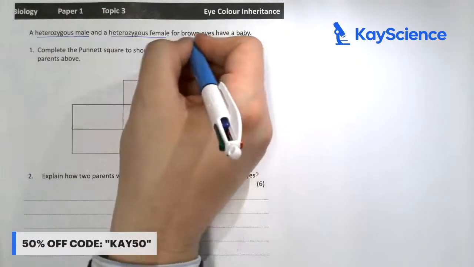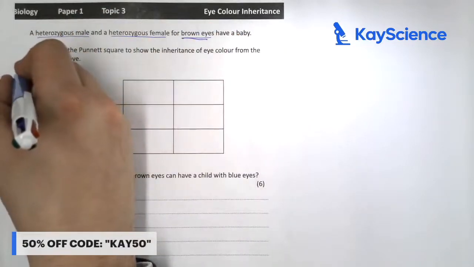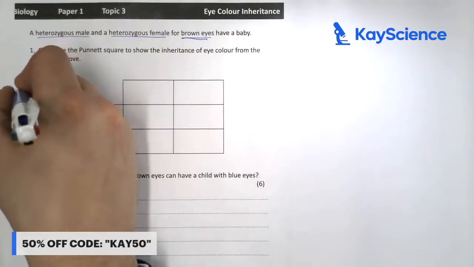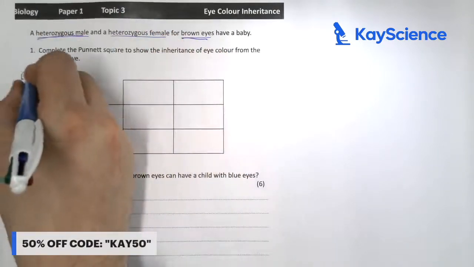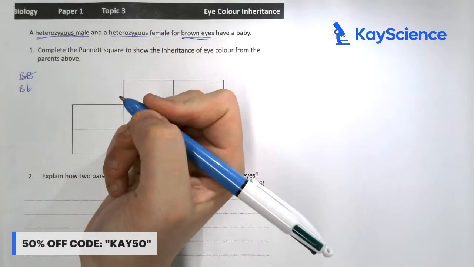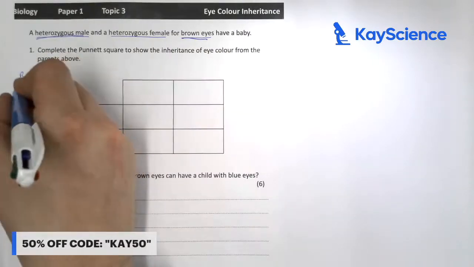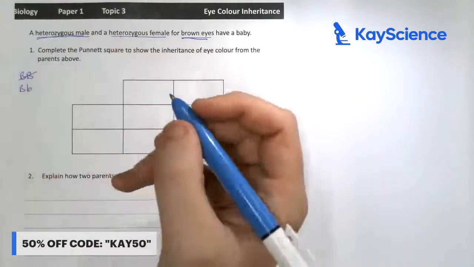So we know they've both got brown eyes. So the options could be big B, big B, or big B, little b. The question says they're heterozygous, which means it can't be big B, big B, because that would mean they'd be homozygous. So we know that they're big B, little b, heterozygous.